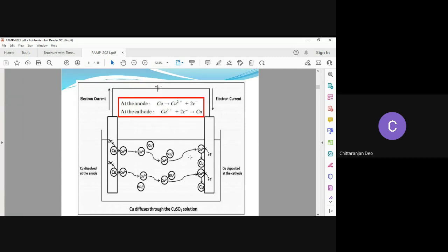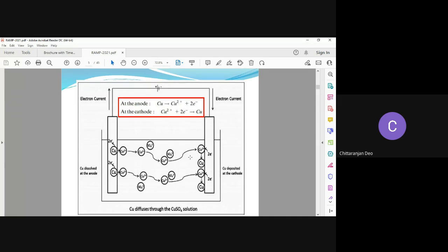solution. In this case, the concentration of copper ions at the anode surface is much higher than the concentration of copper ions in the bulk of the solution. Hence, the copper ions diffuse away from the anode towards the bulk solution and the copper cathode. The concentration of copper ions at the cathode surface is lower than the bulk concentration because copper ions are consumed at the cathode surface.